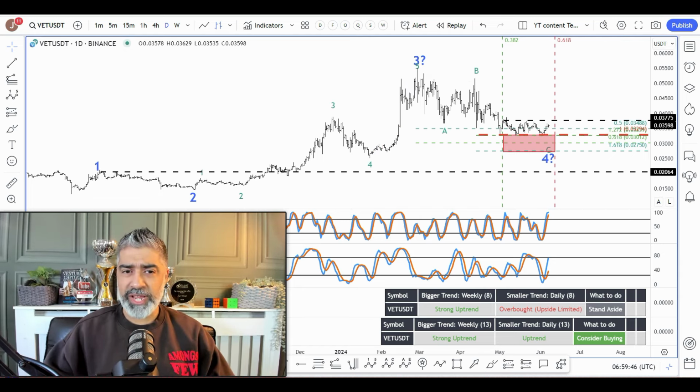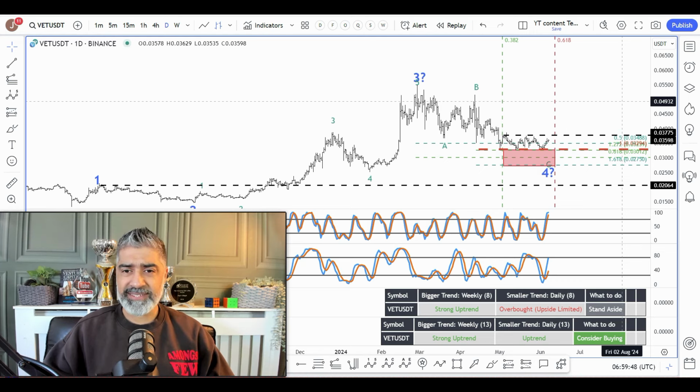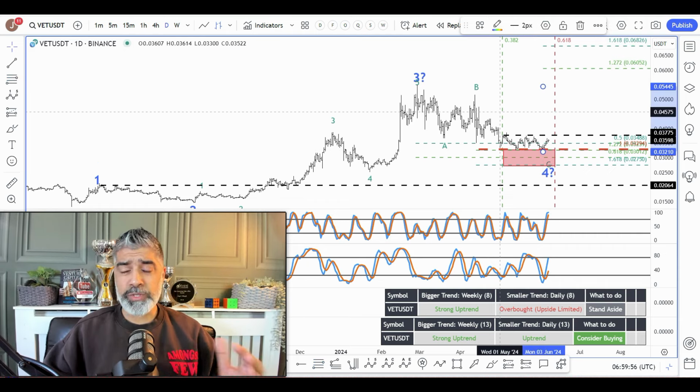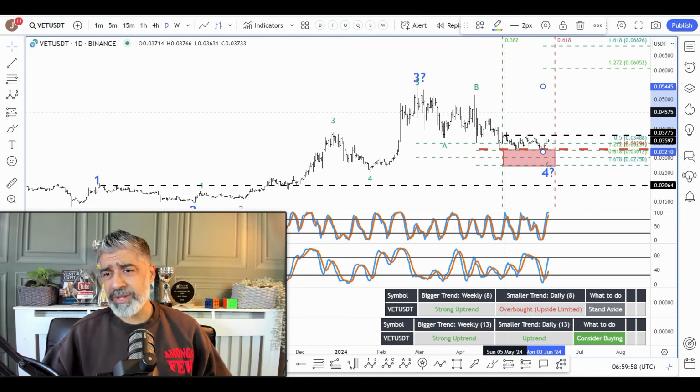So let's finish with VeChain with the price targets. If this wave four is in, which is in a position to be in, but we want confirmation, the two typical price zones are 0.06 to 0.068 with VeChain.